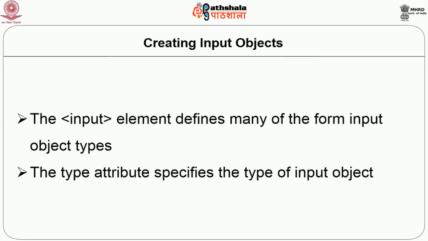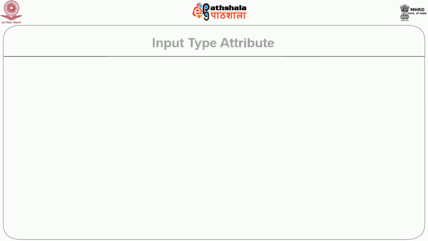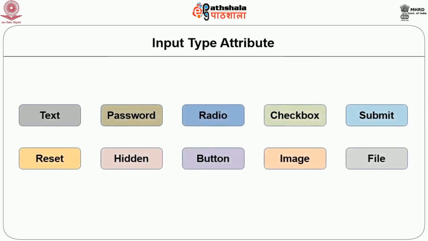The input tag defines many types of form input objects, and the type attribute specifies which type of input object we are using. This can be text, password, radio button, checkbox, drop down box or list box, submit button, reset button, or any image or file, etc. So let's start one by one. First let me explain about text and password. Let me type my code once again.